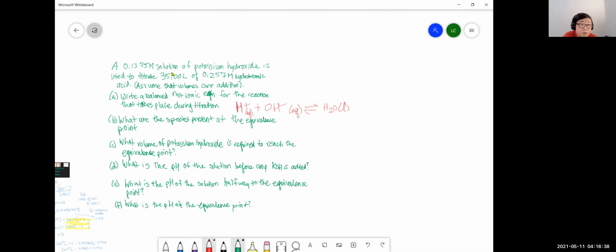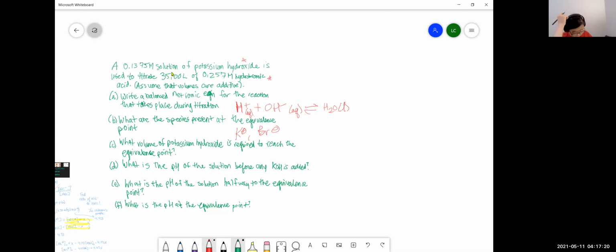And then for part B, what are the species present? So you're starting with potassium hydroxide. You're starting with hydrobromic acid. And at the equivalence point, you get whatever you end up with, which is K plus and OH minus. But then the OH minus is actually used up to make the hydrobromic acid dissociate. And so you just get Br minus. So you get K plus and Br minus.